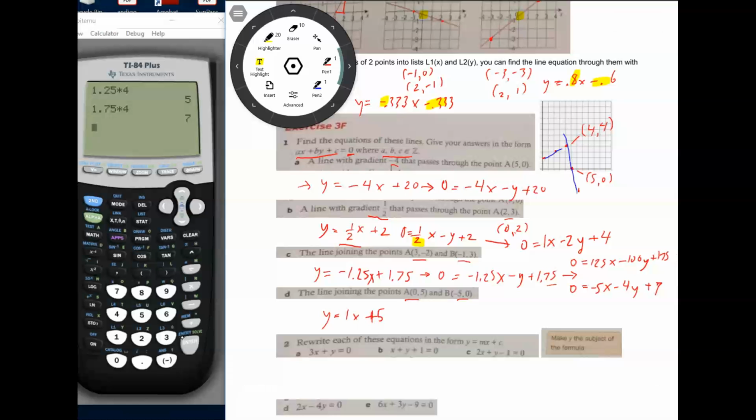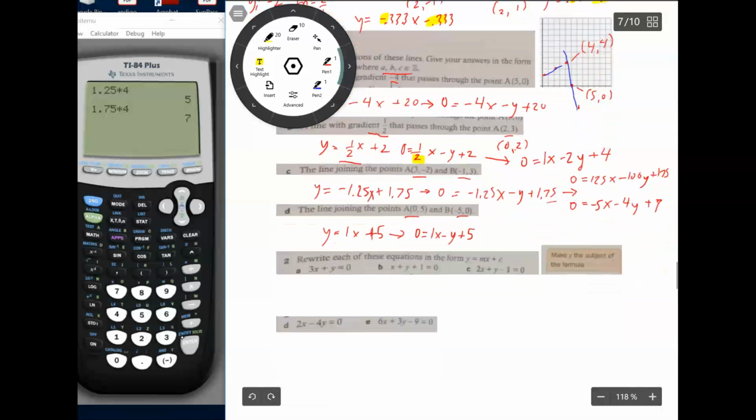Let's go. Now the next one is y equals 1x plus 5. So this is the same as 0 equals 1x minus y plus 5. Okay? Alright, so we put everything in what they call standard form.